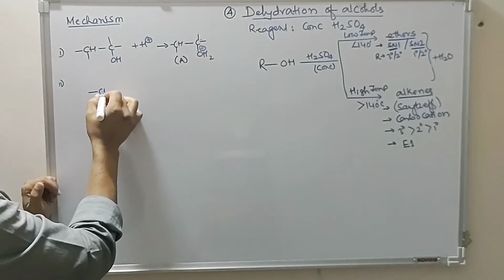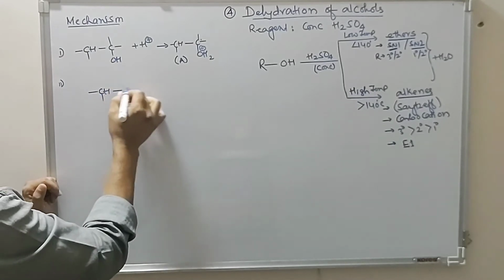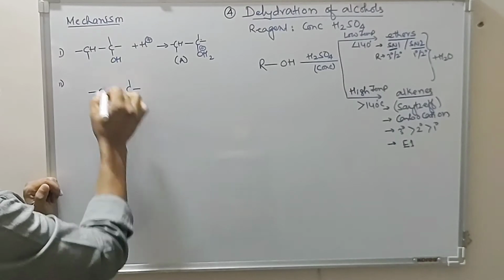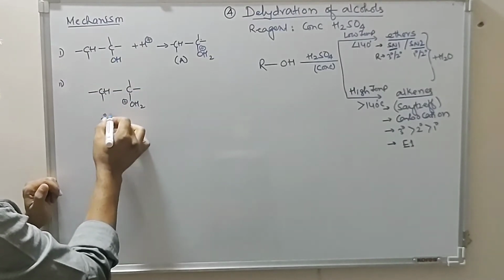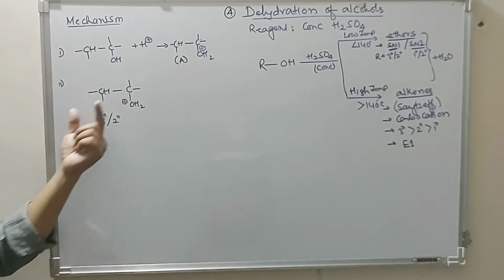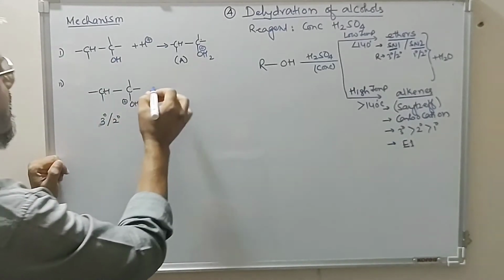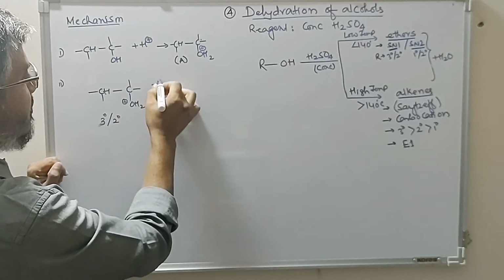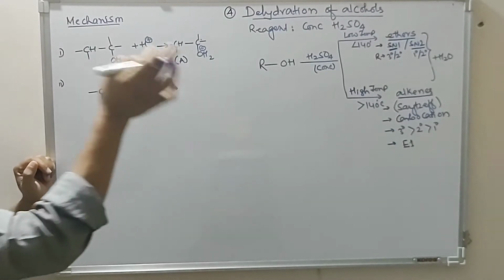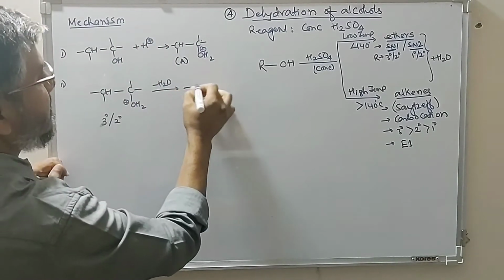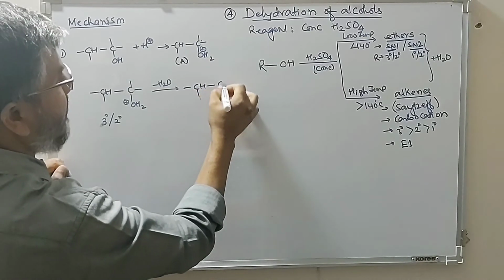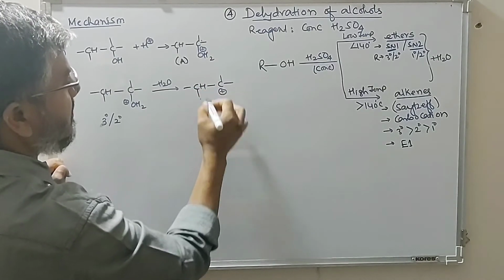So we have to look at the CH, this OH2. Assuming that this is secondary or tertiary, if you are having a secondary group or tertiary group, this easily removes water molecules. So in the second step there is the removal of water molecules. So we say this is dehydration, which gives you a carbocation.